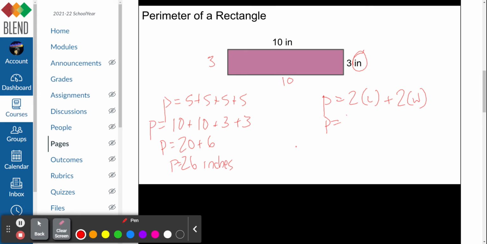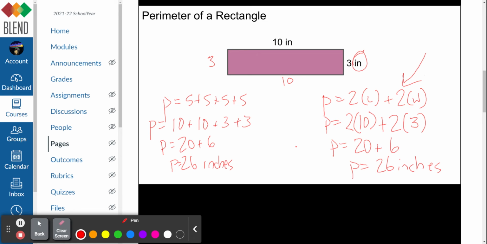All right, we can use the same idea over here. 2 lengths plus 2 widths. So the total of 2 lengths is 2 times 10, which is 20, plus 2 times 3, which is 6. So our perimeter, once again, is 26 inches. You will have this formula on your STAR reference guide. So if you get used to using this formula for rectangles, perimeter equals 2 lengths plus 2 widths, then you'll have that ready for you on the test as well.